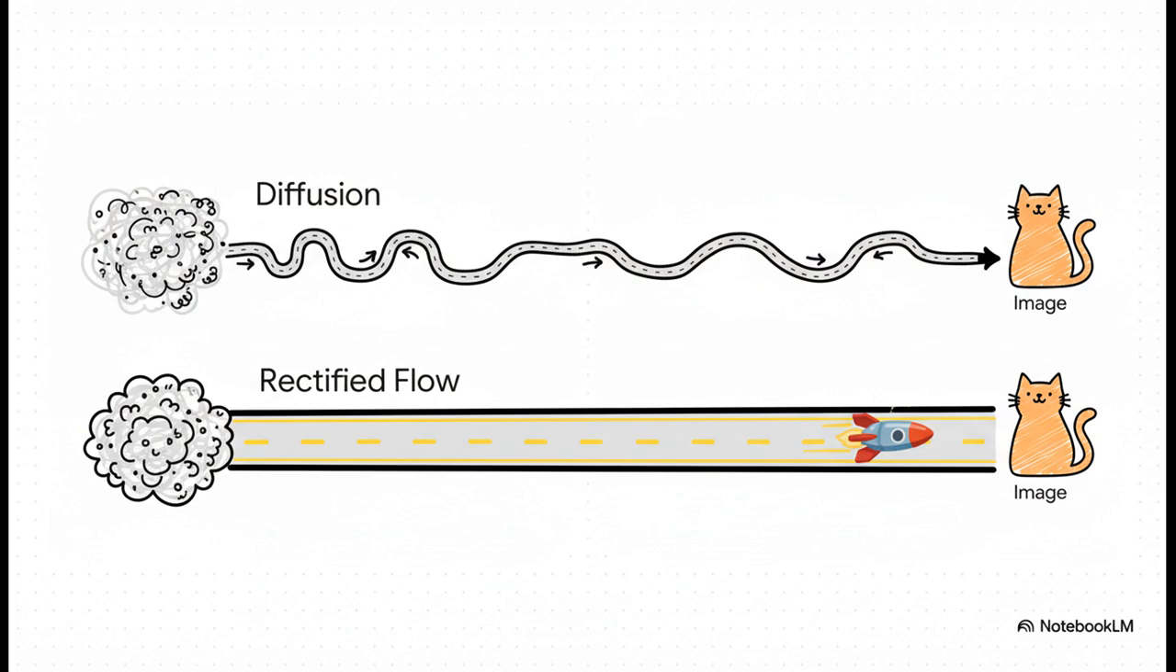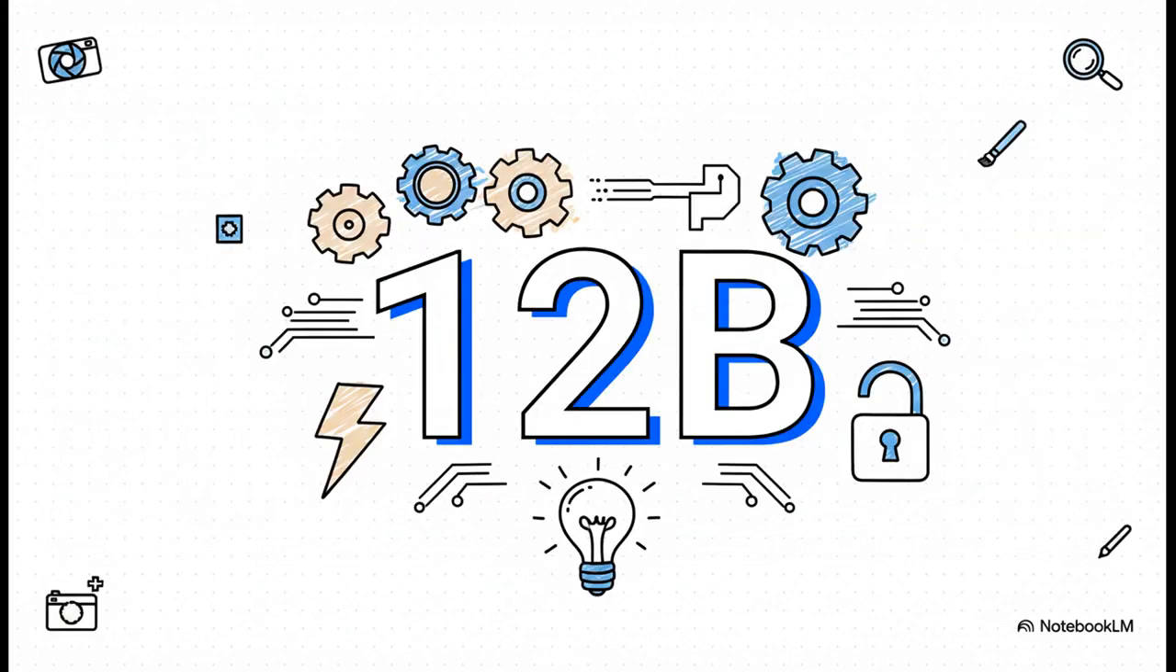And because that path is straight, it takes way, way fewer steps, and that is the key to its incredible speed. And this engine is an absolute powerhouse. The base developer model, the one they've made openly available for non-commercial use, has a massive 12 billion parameters. Now, to put that in perspective, that's in the same league as some really large-scale models. But because of that rectified flow efficiency, they've been able to optimize it to run on consumer-grade hardware. And that is a huge deal for accessibility and innovation.